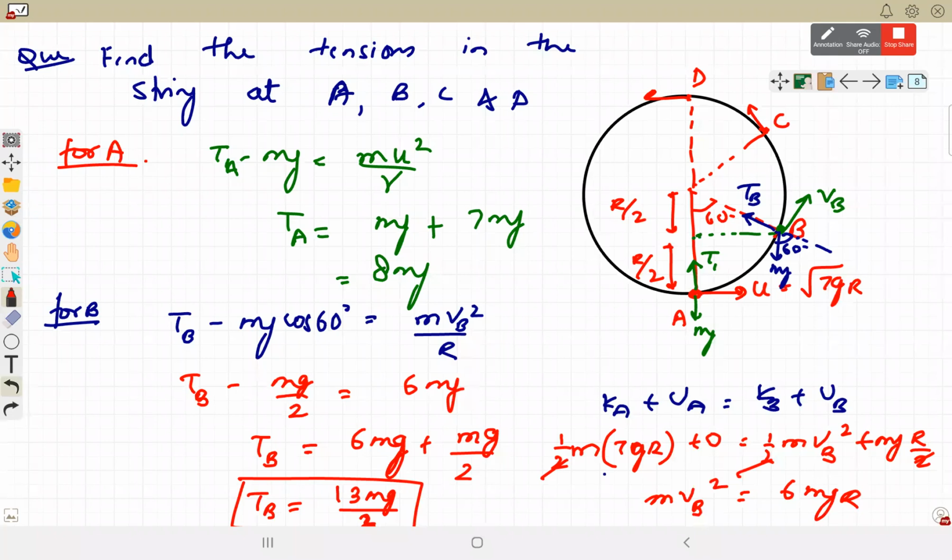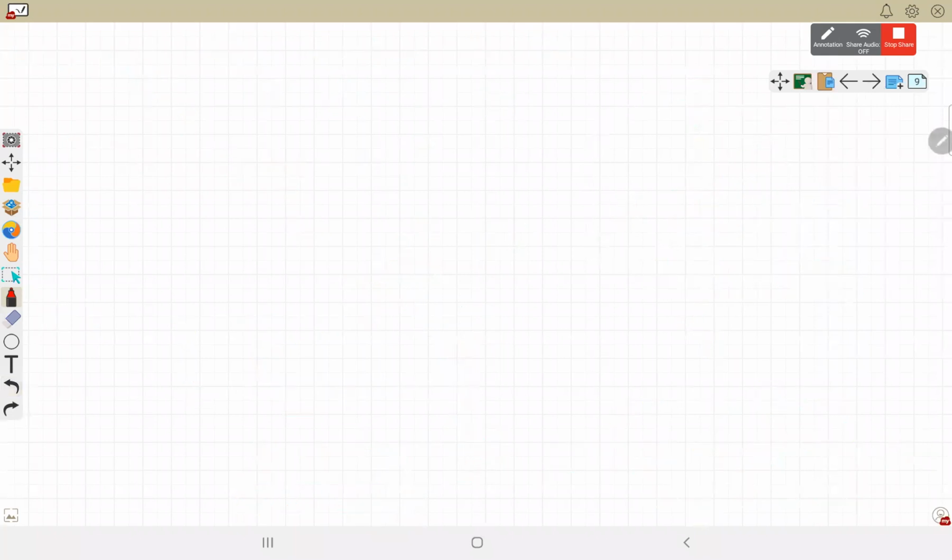Yeah. So we can calculate tension. We can calculate the speed at every point. That is the concept of vertical circular motion.